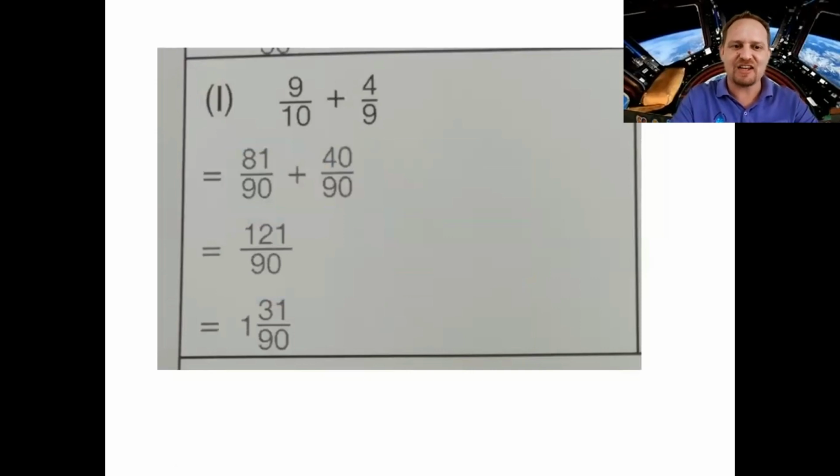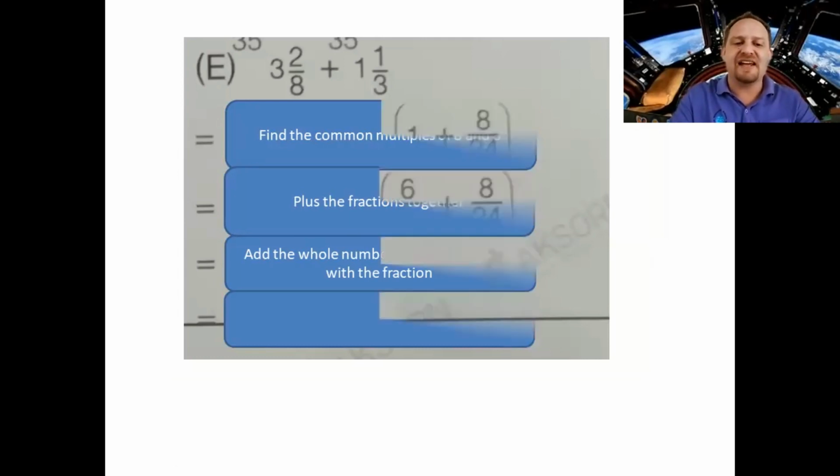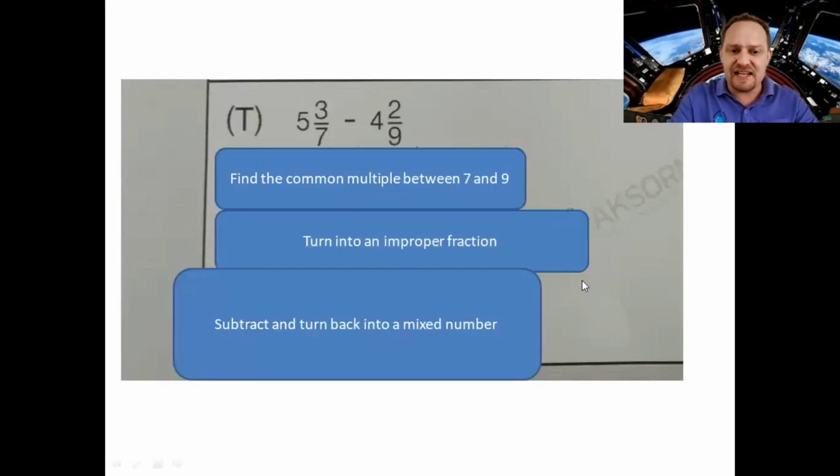Okay, good. Letter E. Find the common multiples of 8 and 3. I would think that's 24. Plus together. And what did we get at the end? Our final answer was 4 and 7 over 12. Okay, so we were able to simplify 14 over 24 into 7 over 12, weren't we? Okay, good.